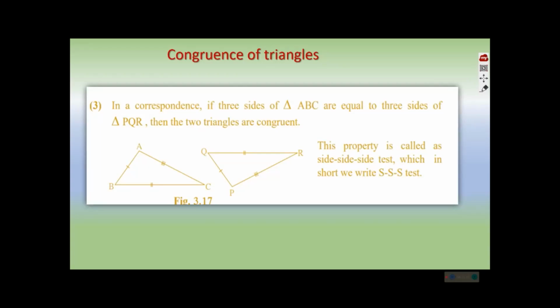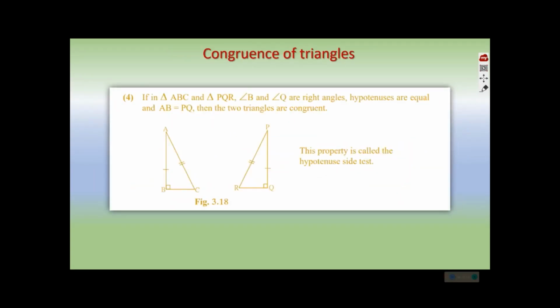There is another third type of congruence which can be explained, where the triangles will be congruent if all 3 sides are congruent to each other by size. All 3 sides are congruent to the sides of another triangle. We call it the SSS test. These are the 3 ways of proving congruency of triangles.